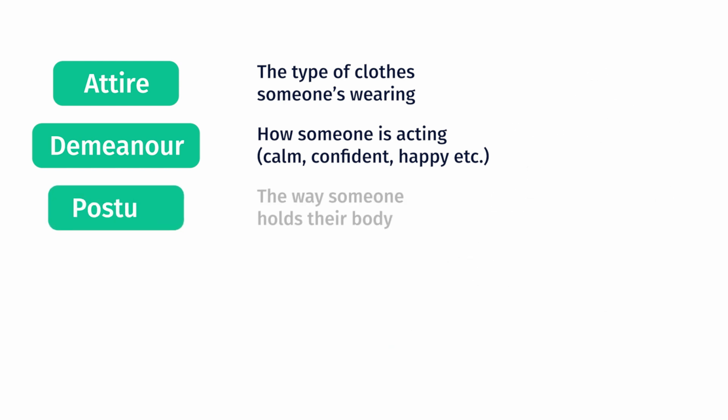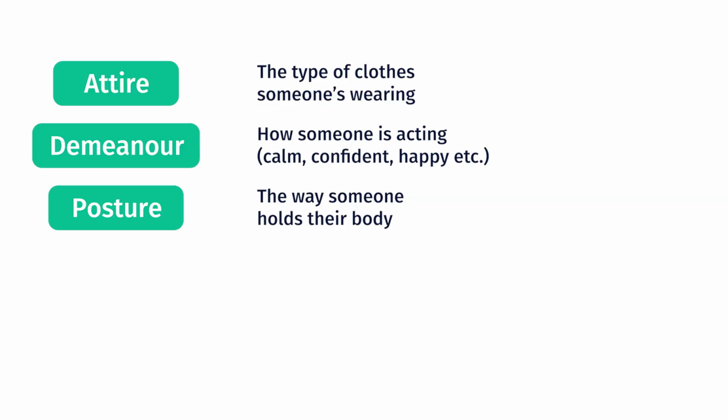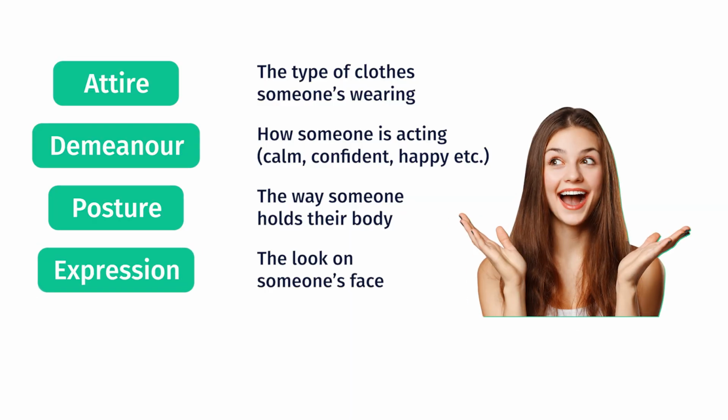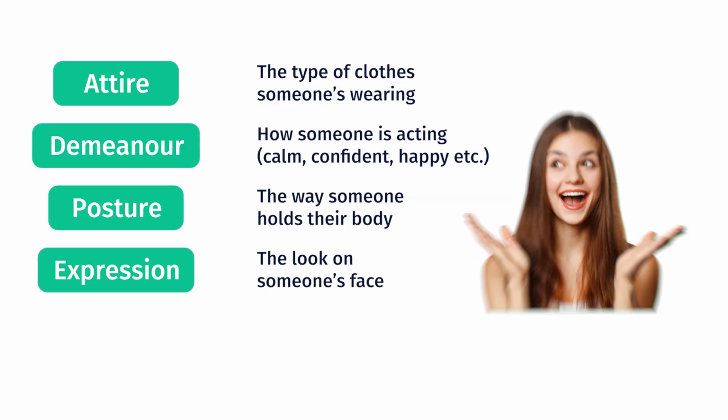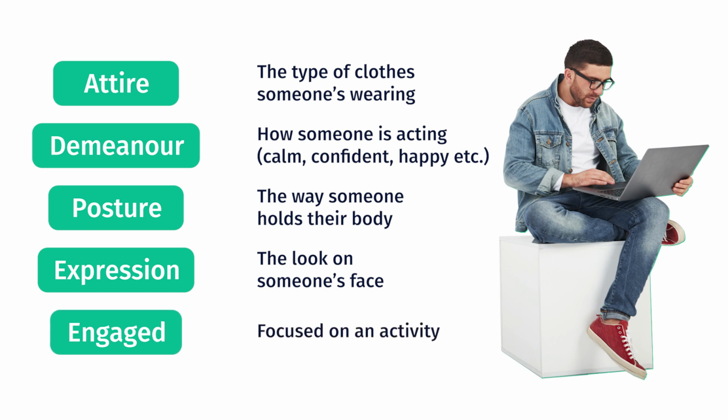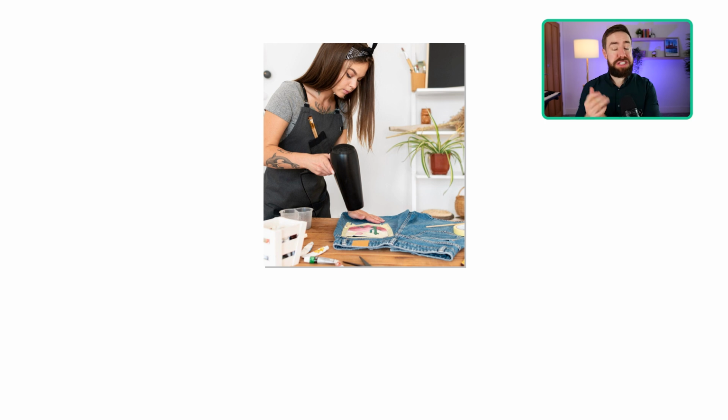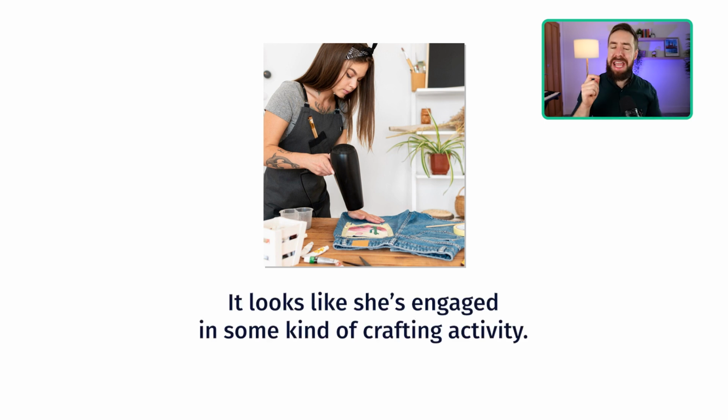3 is posture. That's the way that someone holds their body. So if they're like this, they have a very proud posture, or they might look a little bit shy with their posture. Then 4 is expression. That's the look that they have on their face. And then finally, engaged. So engaged means they are focused on an activity. This is the only one that isn't a noun. The rest of those are nouns. This one is an adjective. For example, with this photo, you could say, it looks like she's engaged in some kind of crafting activity. So she's focused on what she's doing.